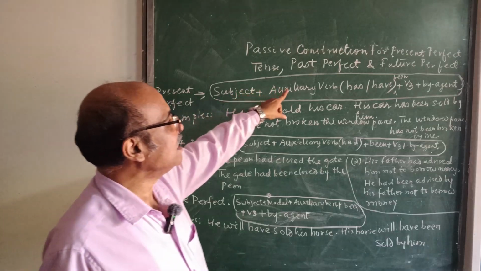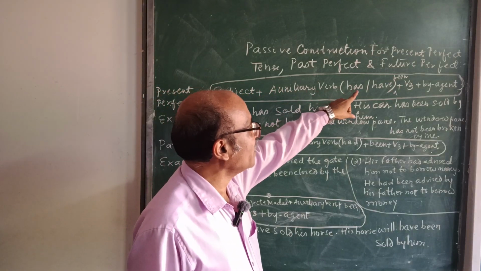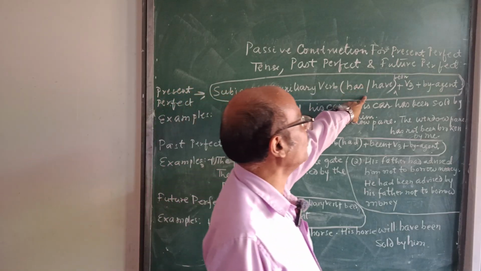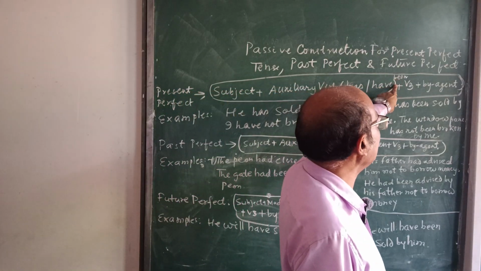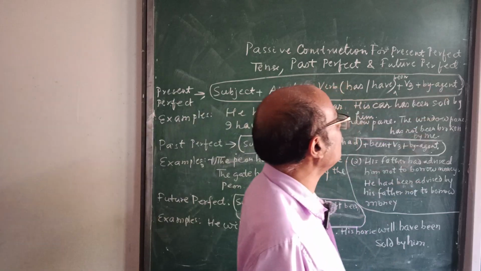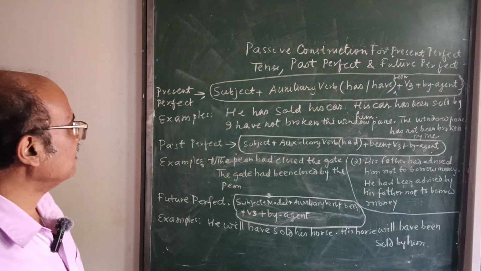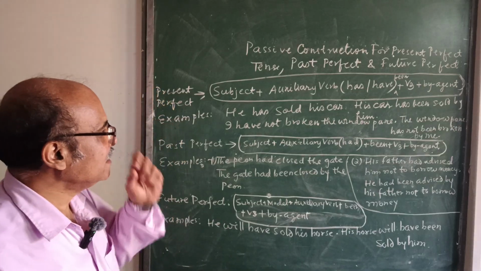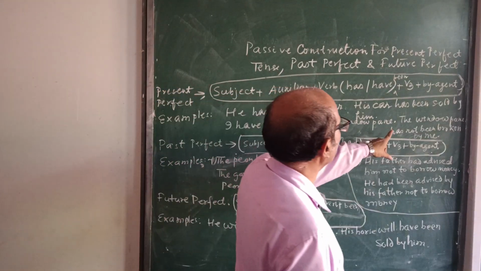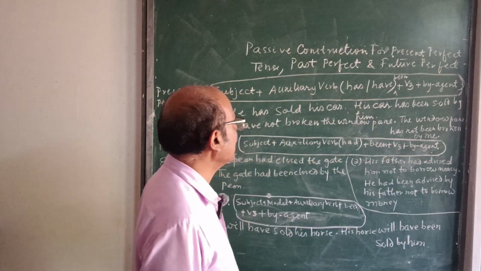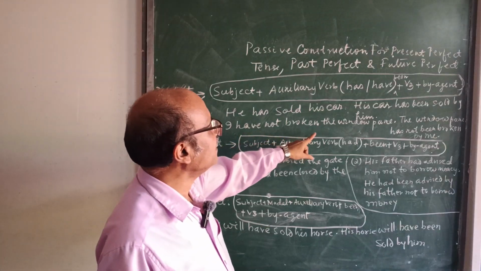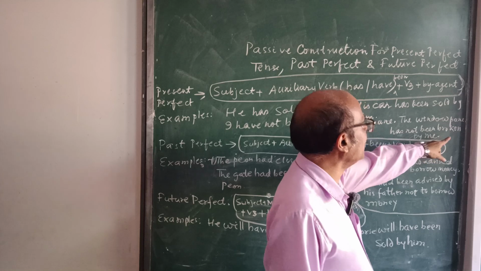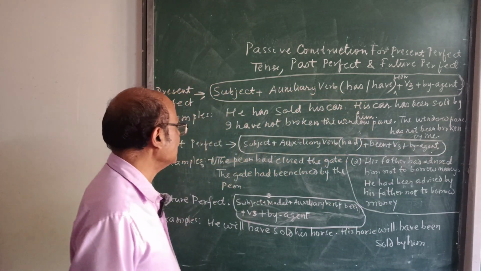Subject, auxiliary verb has or have. Has for your singular noun, have for your plural noun, been, then past participle of the main verb, by agent. Example, he has sold his car. His car has been sold by him. I have not broken this window pane. The window pane has not been broken by me.